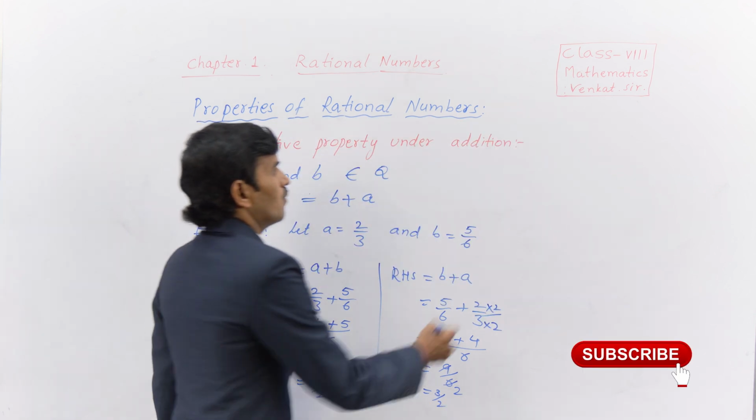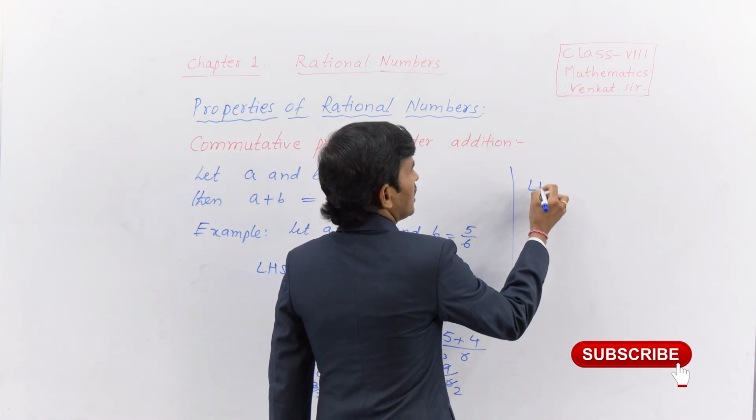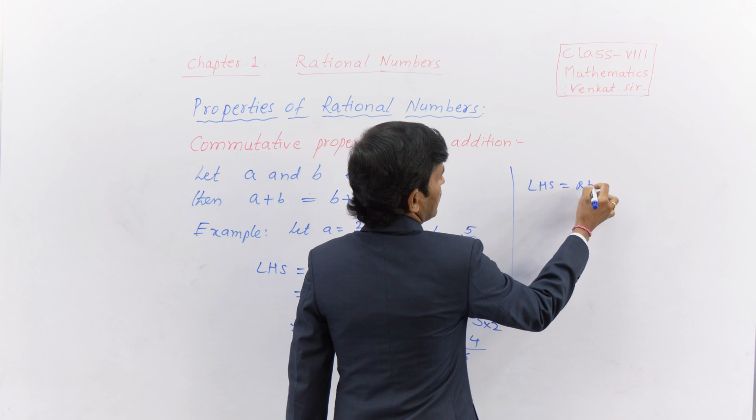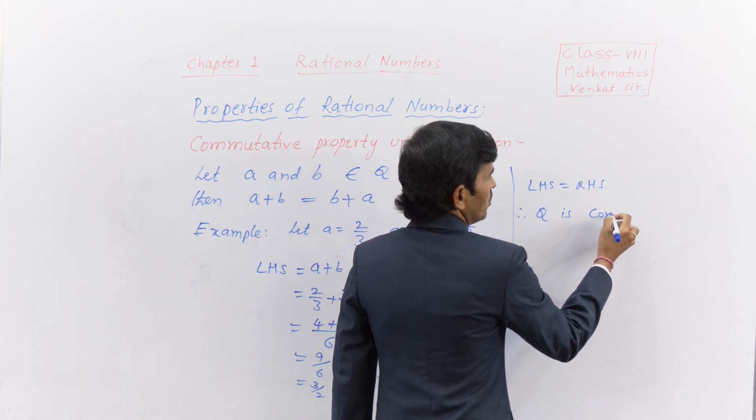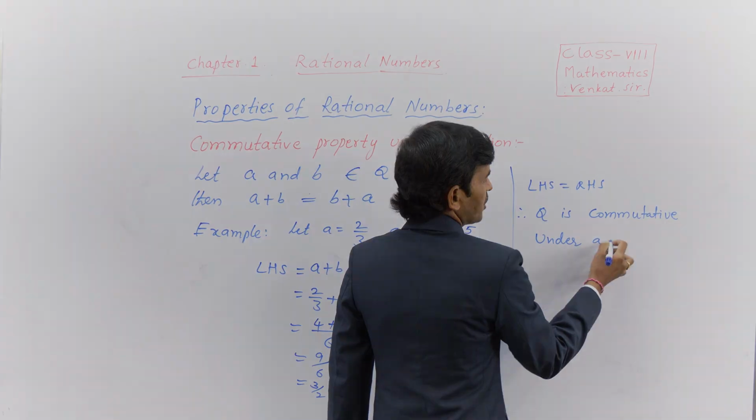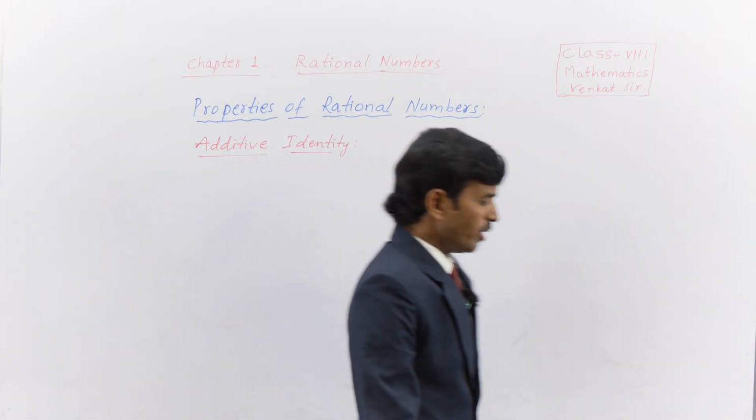Right? What did you observe here? LHS is equal to RHS. Therefore, the set of rationals is commutative under the operation what? Addition. So, what do you mean by identity?